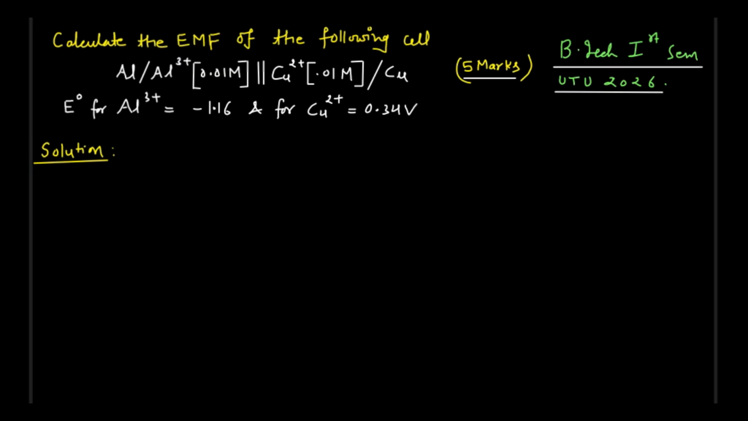So what is the question? You have been given this particular electrochemical cell, which is formed by the combination of aluminium and copper, and the concentrations of aluminium ion and cupric ions are the same. The standard electrode potential for aluminium is given as negative 1.16 volt. However, this looks like a typographical error, because the correct value of standard electrode potential for aluminium ion is negative 1.66 volt. But we'll solve the question according to the value given in the question. And for the cupric ions, the standard electrode potential is given as 0.34 volt.